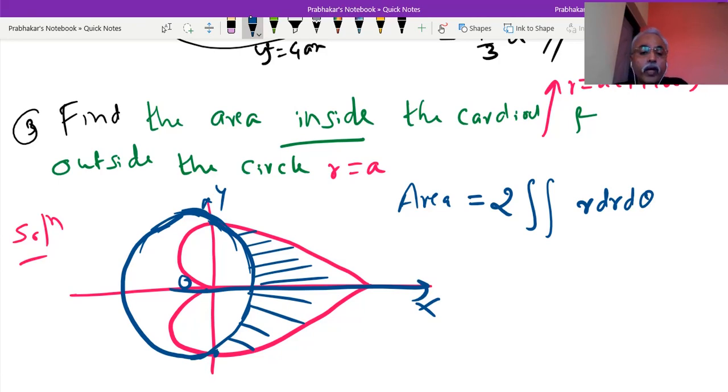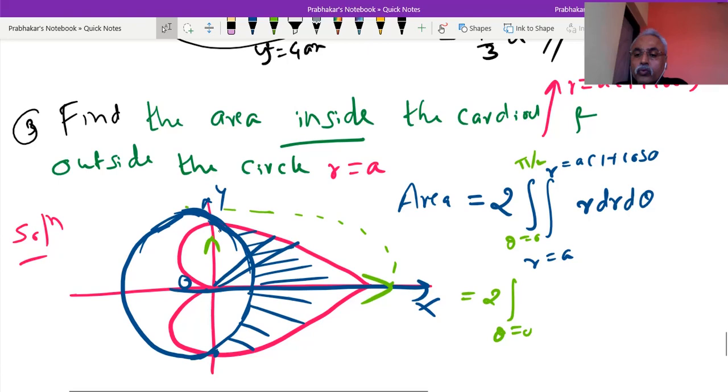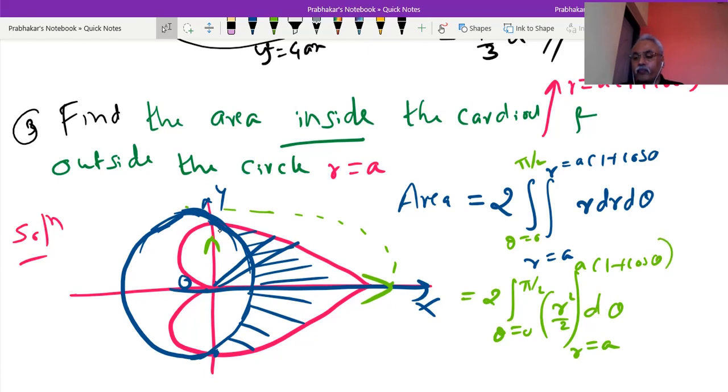Now to find the limits of integration, first of all, r is varying from the circle to the cardioid, as simple as it is. And we are taking only the upper half. Upper half means this line to this line, and when it rotates like this, theta is between 0 to pi by 2. If I integrate with respect to r first, it becomes 2 times integral 0 to pi by 2 of r square by 2 d theta, with limits a to a into 1 plus cos theta.